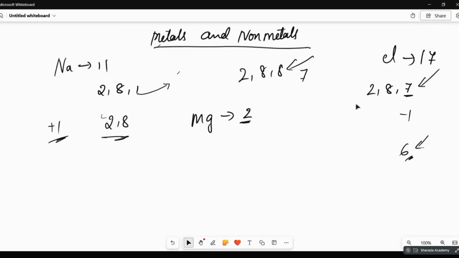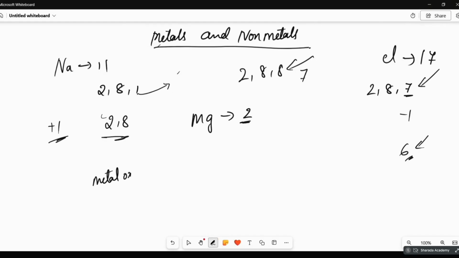Metals are basic in nature. A few points I'll tell so that when we write chemical reactions, it is easier. Metals form basic oxides. For example, sodium combining with oxygen, and calcium combining with oxygen. Metal oxides means metal combining with oxygen. So metal oxides are basic in nature.